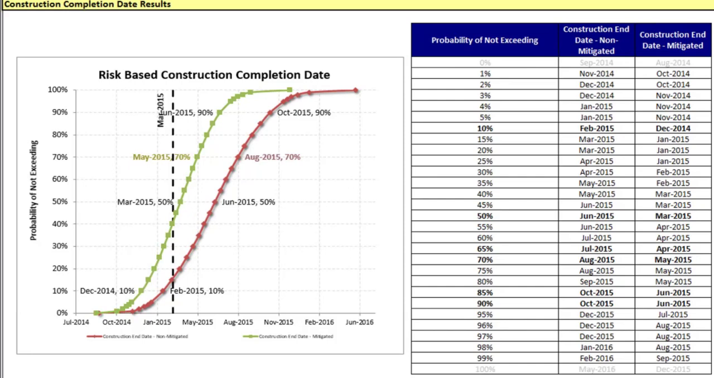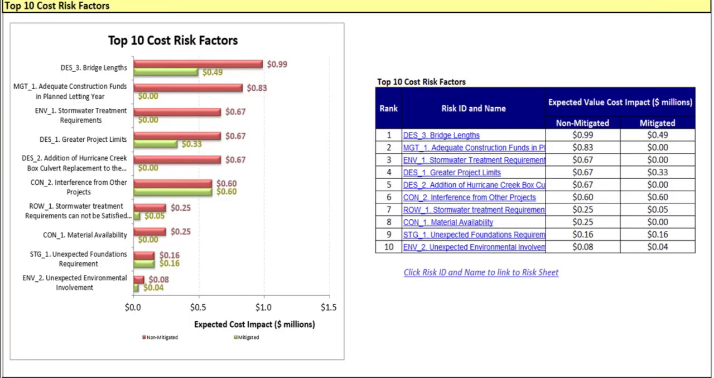Same thing with the schedule. In this case, the schedule showed a more significant impact from risk mitigation, and the 70th percentile moved from August 2015 to May 2015. It also shows you the effects on your tornado diagram of those same top 10 risks and where they stand after the mitigation has been taken into account.